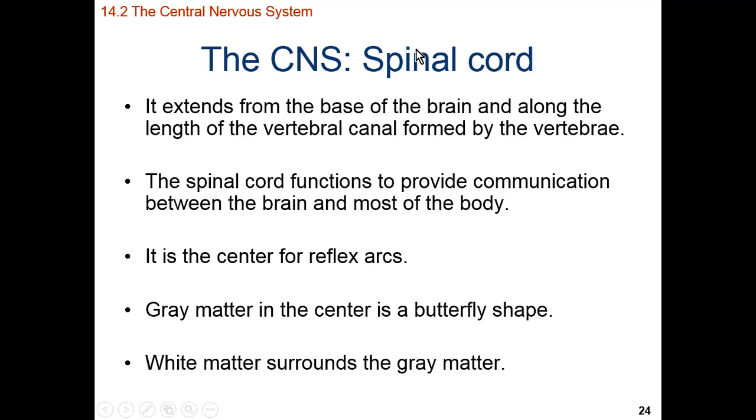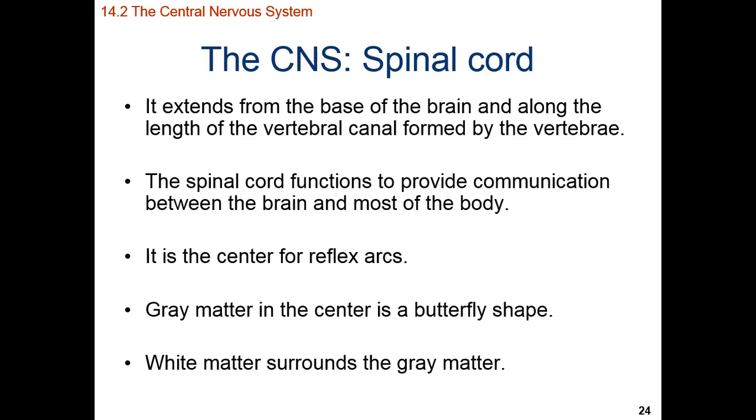If we look at the spinal cord, the inferior or lower portion of our central nervous system, it starts at the base of the brain and will extend through the foramen magnum, out of the bottom of the skull, and through the vertebral column that's formed by the individual vertebrae. It travels through this vertebral column, which is formed by all the vertebral foramen of each individual vertebra. Our spinal cord will both send and receive information to the brain, so it's going to provide communication between the brain and most of the body.